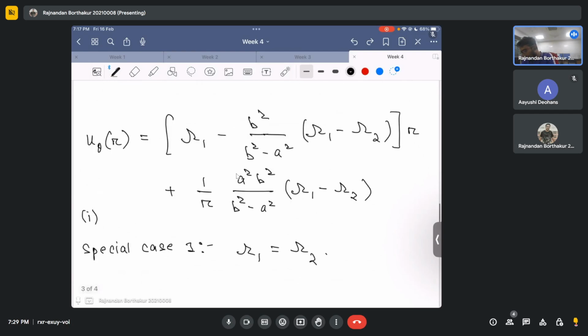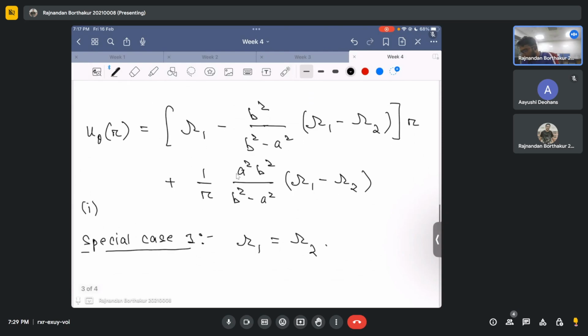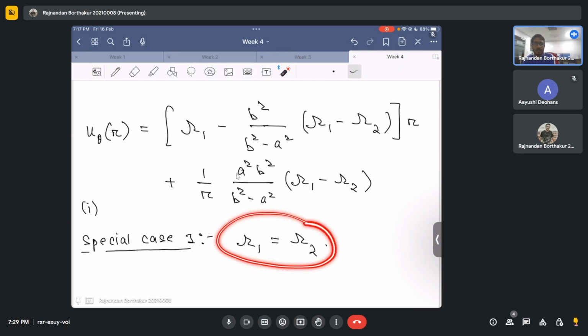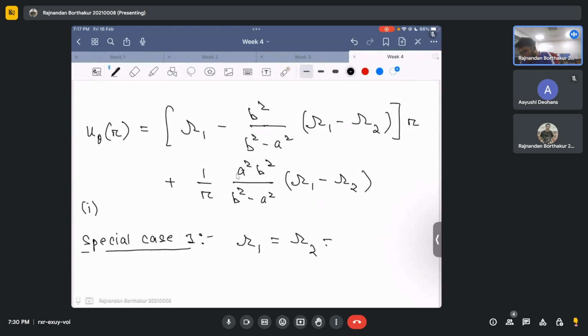Now let's start off with a special case, considering the fact that the two cylinders rotate with the same angular velocity. That is, the angular velocity of the inner cylinder is exactly equal to the angular velocity of the outer cylinder, which means omega1 equals omega2, and let's say this is equal to some omega, which is known to us.